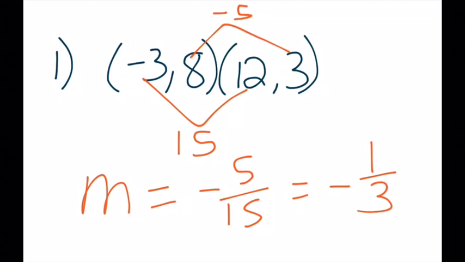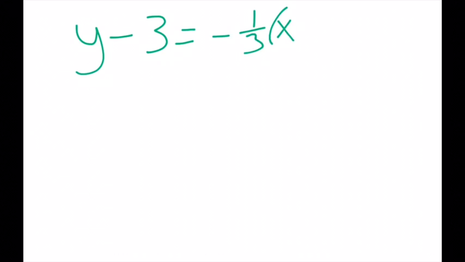Okay, now we're going to go ahead and pick a point. Doesn't matter which one you pick. I'm going to go ahead and pick the second one. This will be my x1 and my y1. So when I plug this into my equation, I have y minus 3 equals -1/3, parenthesis, x minus 12.